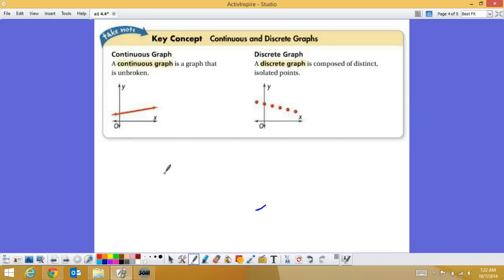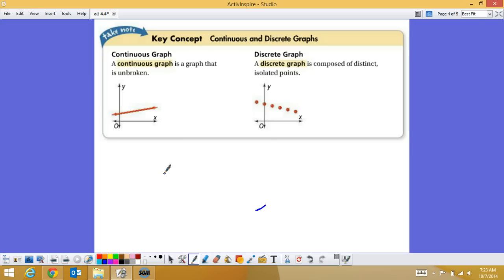Now in this video we're going to look at the difference between a continuous graph and a discrete graph. All the ones that we've talked about so far have been continuous graphs, even the one in the word problem example. The main thing with continuous graphs is that they can be drawn without picking up your pencil at all. They can be drawn in one continuous curve or one continuous loop.